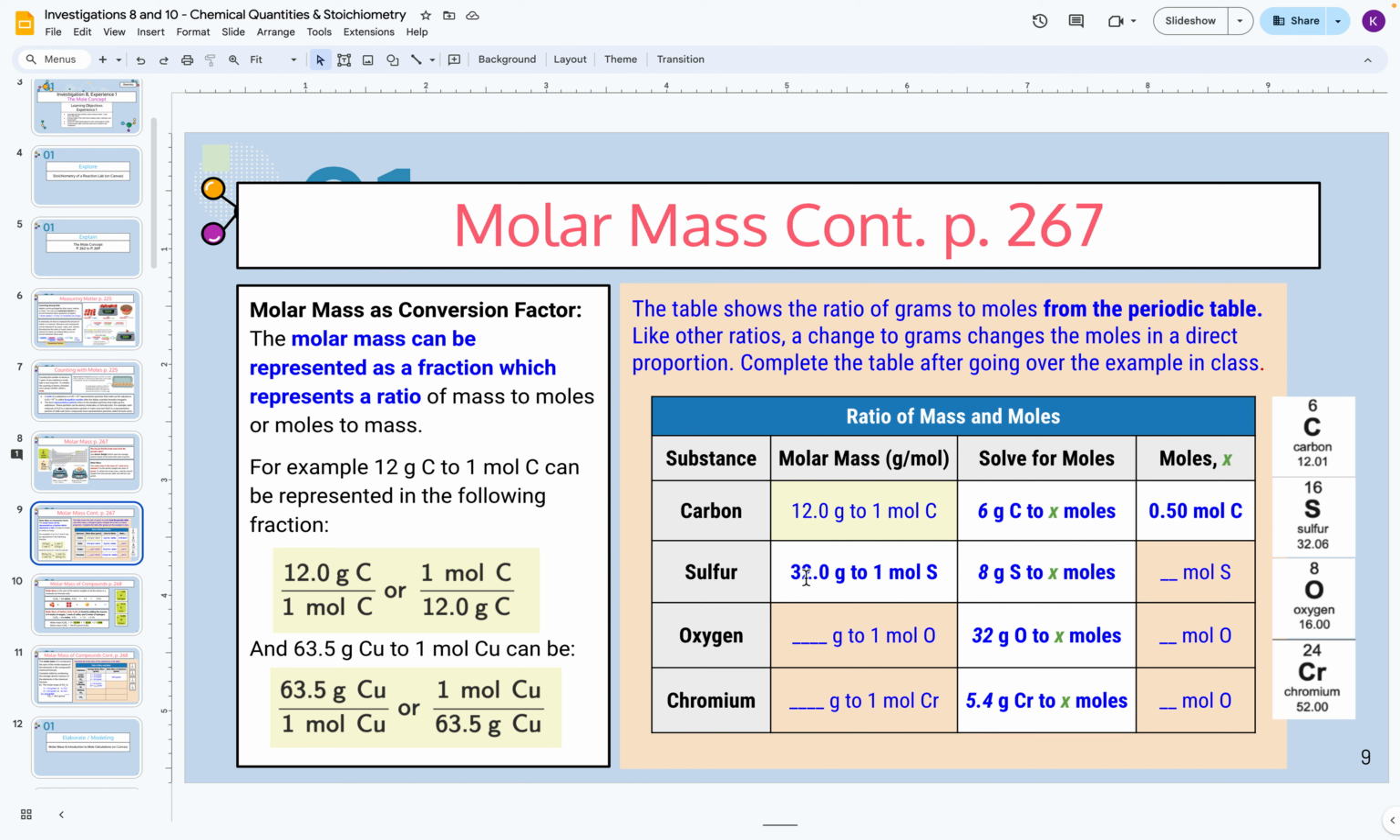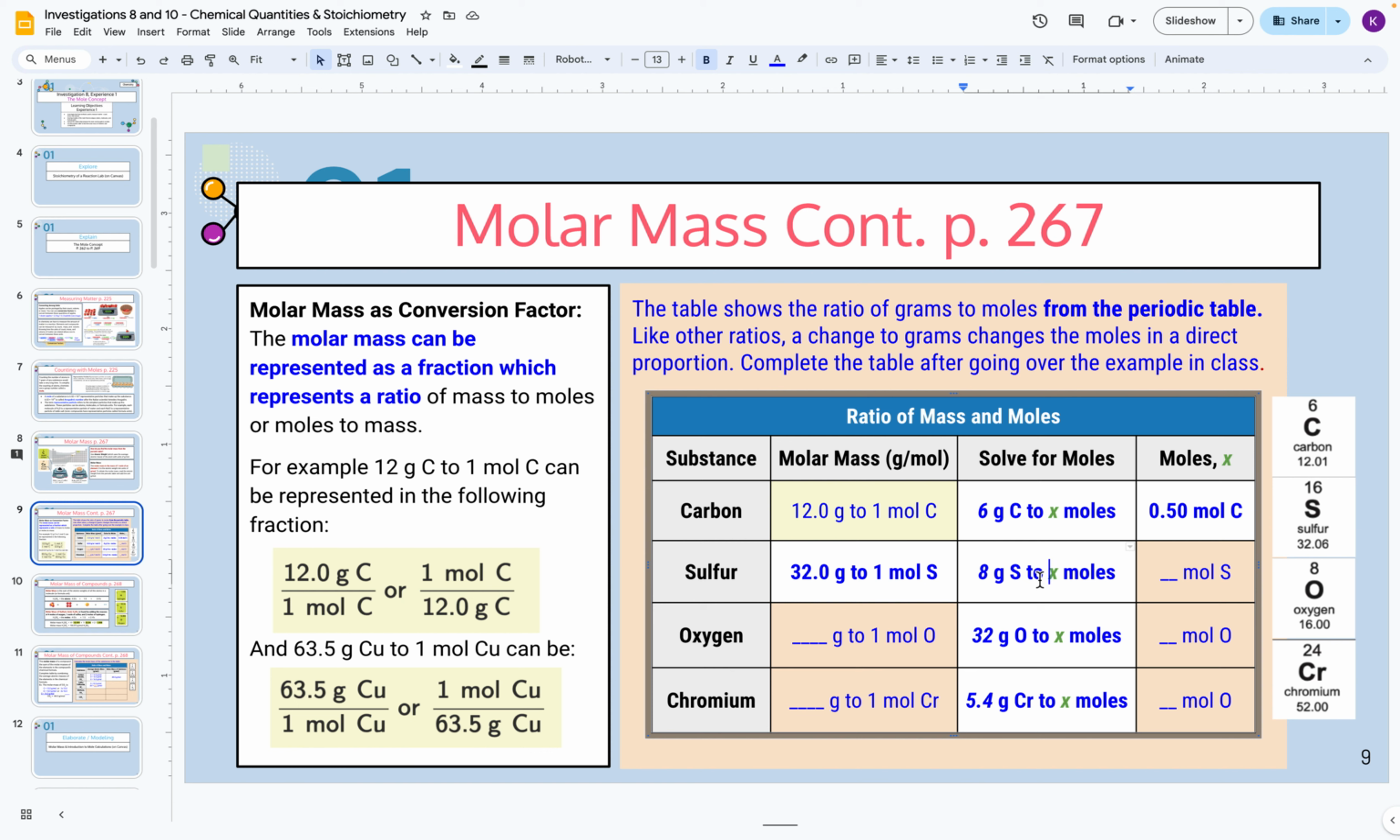So I've changed sulfur from 32 grams to 1 mole, to 8 grams to what ratio would that be? Now you can do this in your head. You could do it through cross multiplication, but for me, 8 divided by 32 is 1/4. So then I will multiply 1/4 times 1, the 1 mole, and I'll end up with a 1/4 mole, or 0.25 moles.